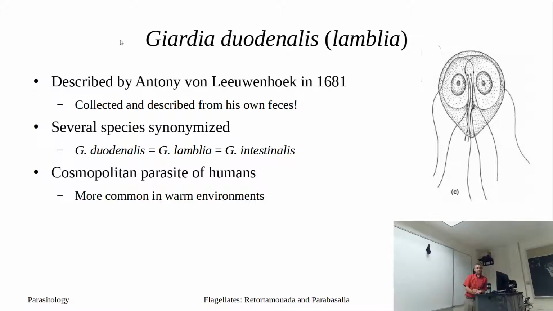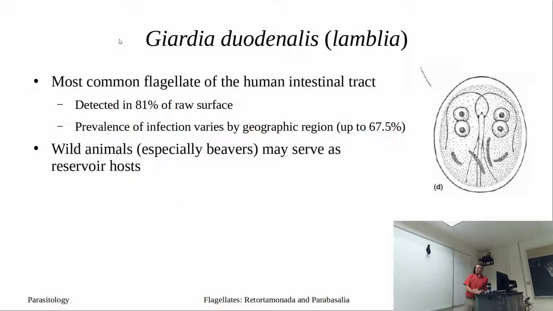All right, ready? So Giardia is the most common flagellate of the human intestinal tract. It's notable that we can detect it in about 81% of raw surface water. It's abundant. It's prevalent out there. Now, we do see differences in prevalence in humans, and it varies by geographic region. In some cases, it could be as high as almost 16%. Other cases, it may be down to 10-15%.